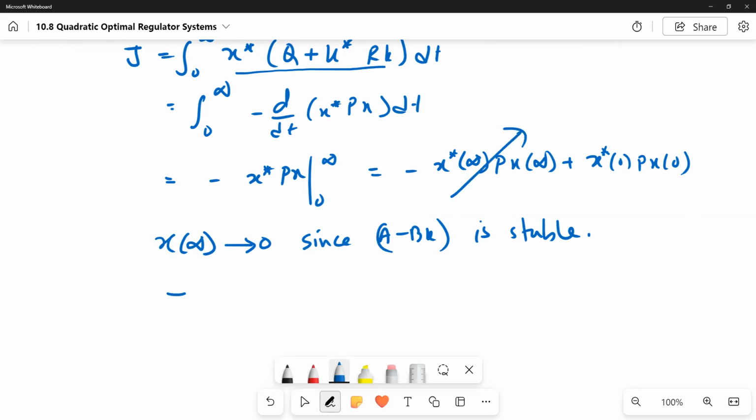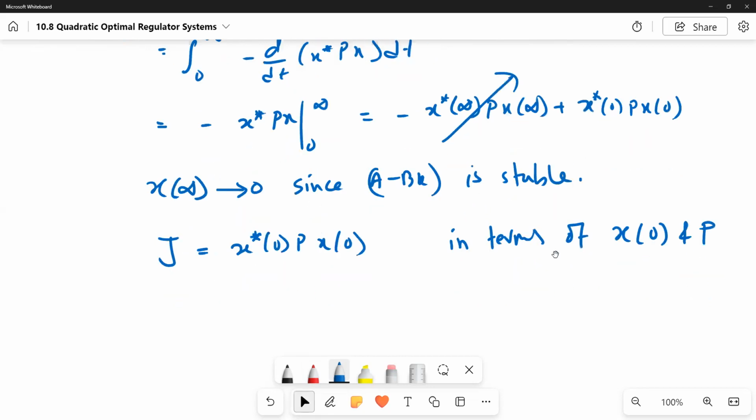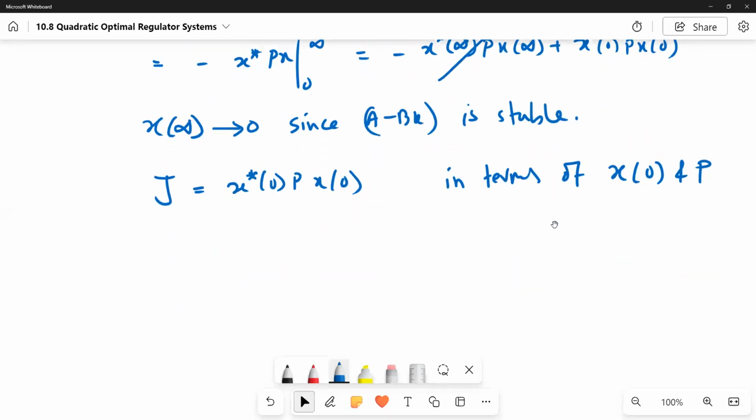So ultimately, our J can be written as x star 0 P x 0. Very easily you can find our performance index only in terms of the initial state x 0 and P. So as you have seen, the P matrix is the thing that we have to determine. This is our way forward.